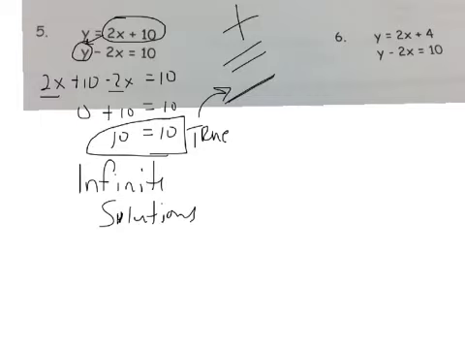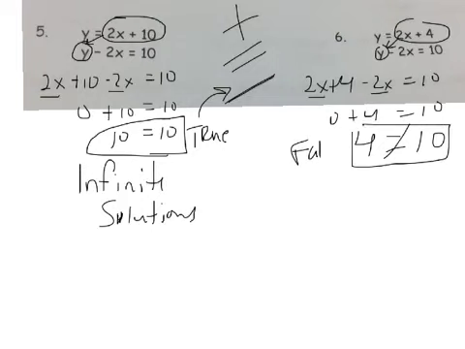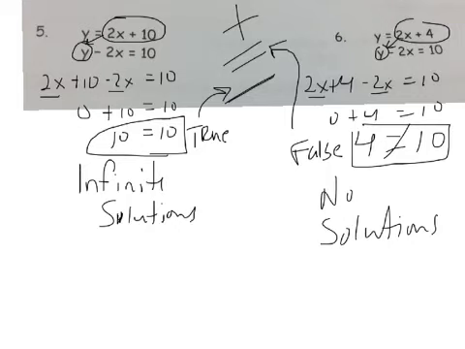Okay? This one, same type of problem. We can replace right there. So this becomes 2x plus 4, and I bring down the minus 2x, and the equals 10. 2x minus 2x is 0 plus 4 equals 10. 0 plus 4 is 4, and 4 does not equal 10. So the same type of thing happened, except it produced a false answer. A false answer means that there are no solutions that are going to work. So these would be parallel lines if we were going to graph them.